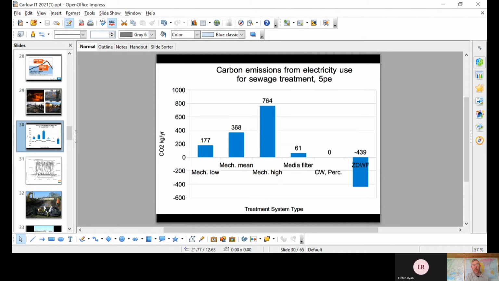But constructed wetlands, gravel reed bed systems, percolation areas, they're all pretty much electricity neutral as long as they can use gravity. But then we look at the zero discharge willow systems, zero discharge willow facilities, and your average zero discharge willow facility will actually mop up as much carbon in the willow biomass as an average mechanical unit would spit out. So personally, what I'd love to see is a willow plantation of some sort on every site in the country where there's space to have it.